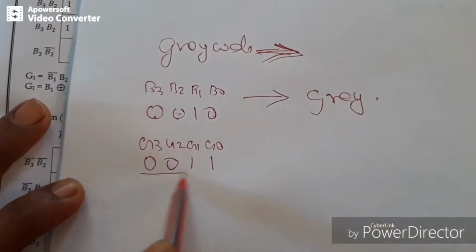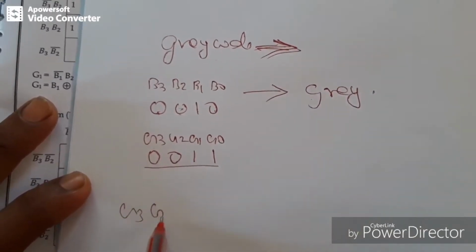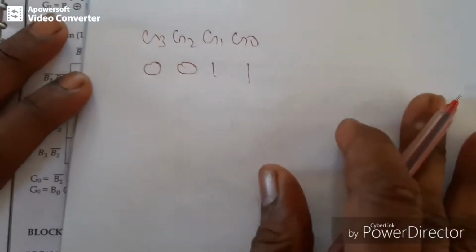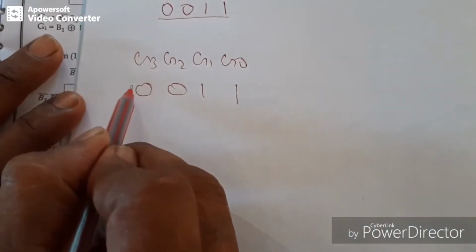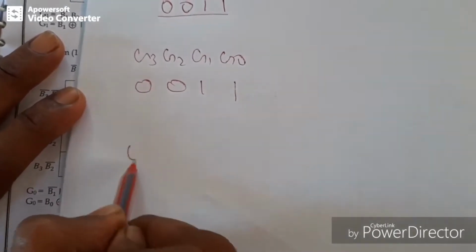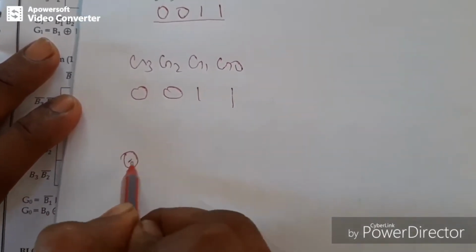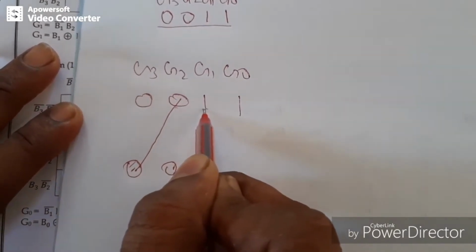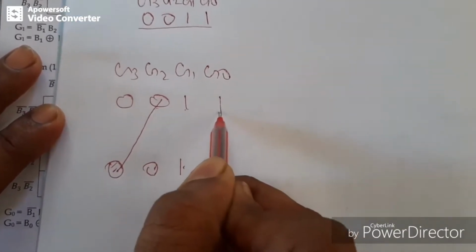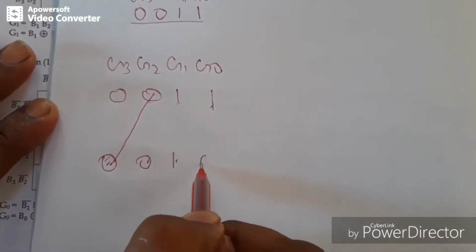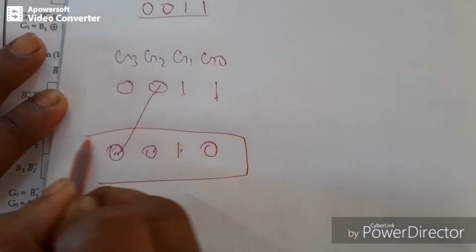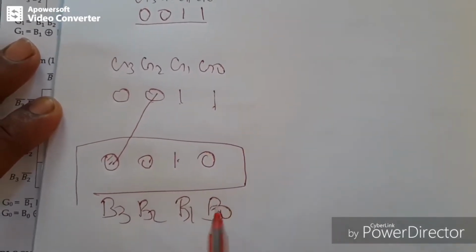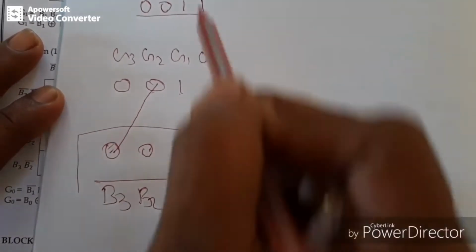So now we will take the same code, gray, G3, G2, G1, G0: 0, 0, 1, 1. We want to convert this to binary. Write the MSB, in this case G3, as it is, then add this to the next bit: 0, 0, 0, 0, 1, 1, 1, 1, 1, 0, ignore the carry. So now this is our binary, that is nothing but B3, B2, B1 and B0. In this way we can convert gray to binary and binary to gray.